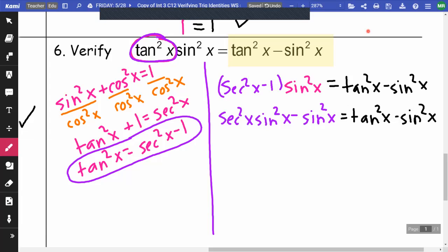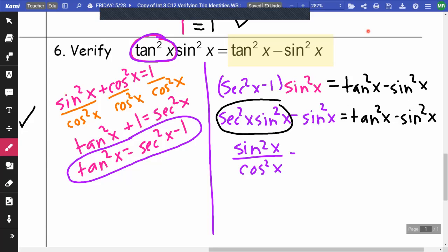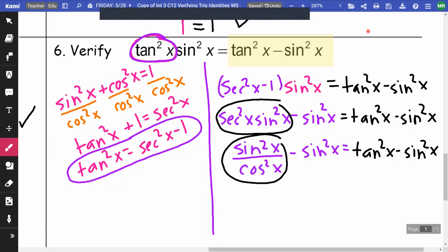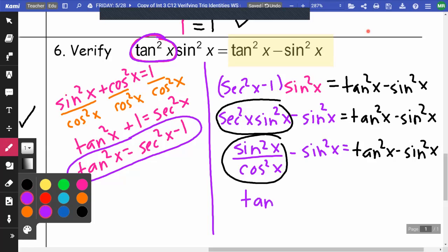And again, we're trying to get tangent squared x minus sine squared x. Well, I have my minus sine squared x. And this right here, I can rewrite my secant squared as 1 over cosine squared x. So that's sine squared x over cosine squared x minus sine squared x equals, and again, we're trying to get tangent squared x minus sine squared x. Now this is tangent squared x. So I now have on this side tangent squared x minus sine squared x, and on the other side, I also have tangent squared x minus sine squared x. There you go.